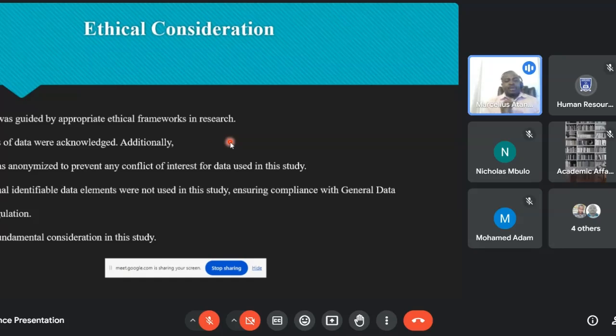Personal identifiable data elements were not used. This is in compliance with the General Data Protection Regulation. So if we have studies that carry PII, we won't use that data, with the backdrop in mind that it was wrong in the first place to publish information with PII. So ethics was a fundamental consideration in this study.